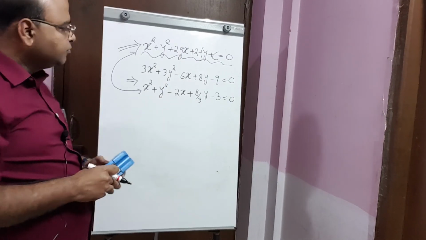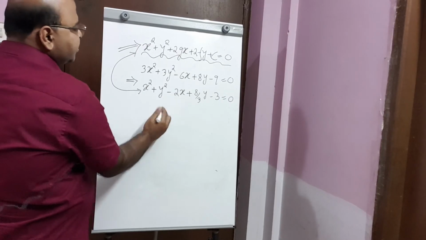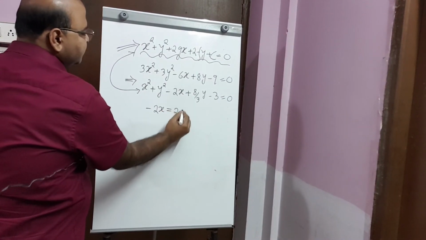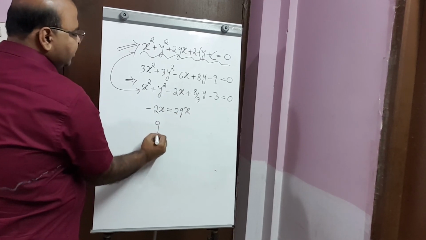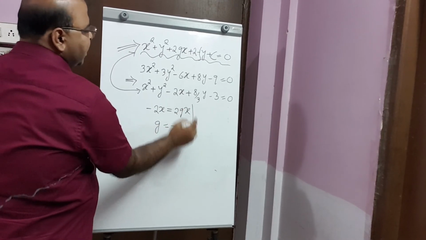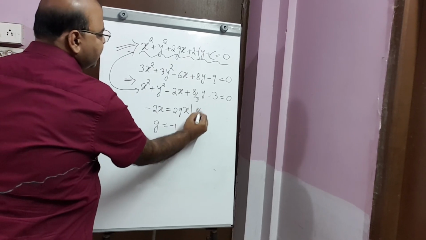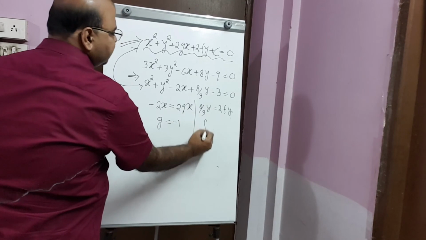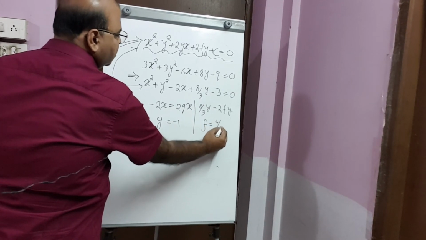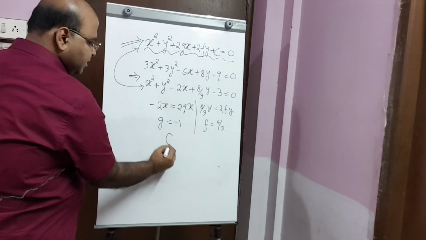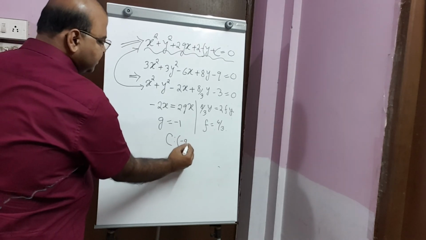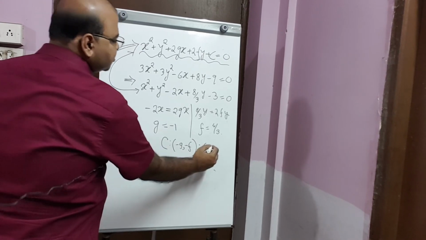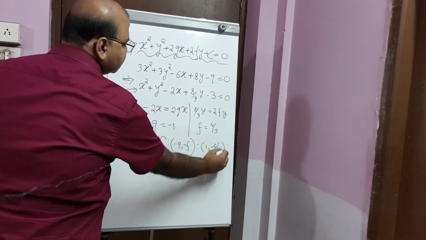So now comparing the x containing terms, we have minus 2x is equal to 2gx, giving g equal to minus 1. And comparing the y terms, we have 8 upon 3y is equal to 2fy, which gives f as 4 upon 3. Hence the center is given by minus g and minus f. Thus the coordinates of the center become 1, minus 4 by 3.